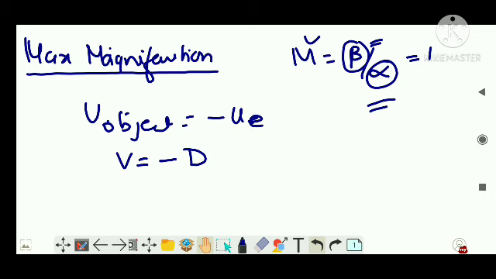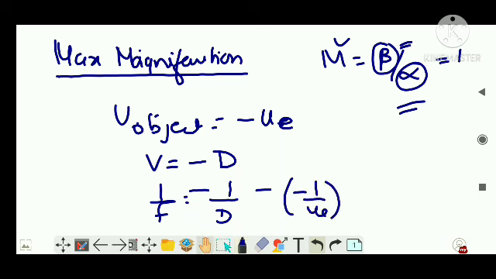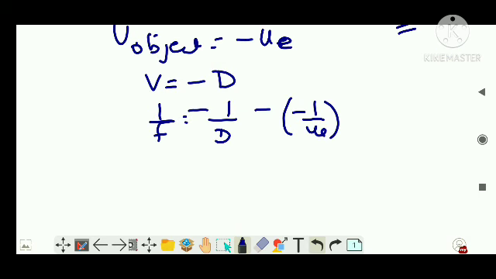Now, here we are going to see what the basic equation is when maximum magnification occurs. And when does the maximum magnification occur? When the image is formed at the near point. So the object is at UE, and the image is at D, with a minus value. Then I will write 1 by F is equal to minus 1 by D minus 1 by minus UE. Then you can just do the calculation, and you will get 1 by UE is equal to 1 by F plus 1 by D.